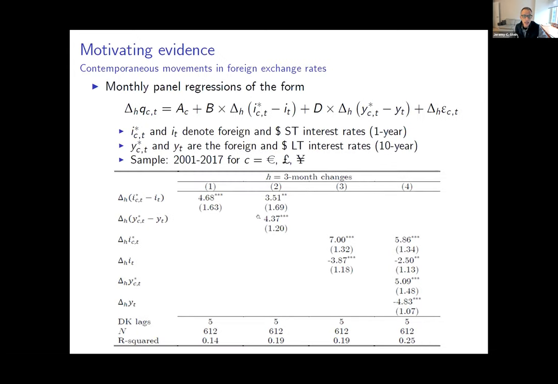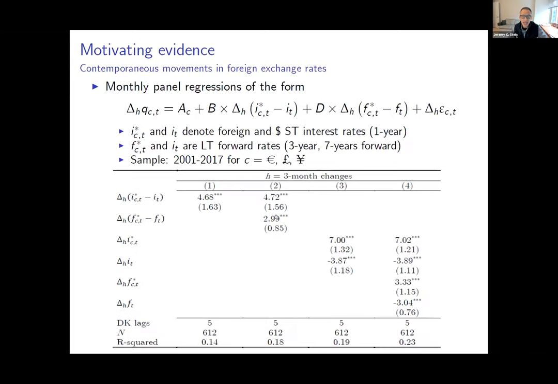What I'm showing you in the second column here is that if you add long rate differentials, they come in about as strong. So when long rates in the foreign country go up relative to domestic, that also appreciates the foreign currency. This one is almost the same, except instead of using foreign long rates, I'm using very far forward foreign rates. You can also use term premia extracted from the various models that try to extract term premia, and basically, when model-extracted term premia go up in the foreign versus the domestic country, again, the foreign currency appreciates.